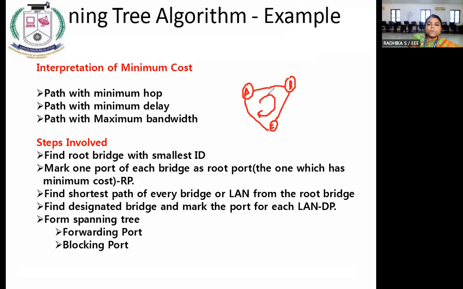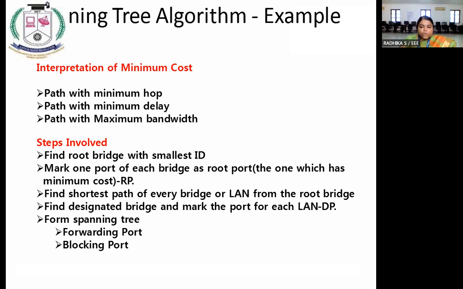So the ultimate aim is that the network should connect all the devices, but it should not make any closed path. So this is the aim of the spanning tree algorithm. There are a number of steps you can see. If you follow the steps, you can arrive at a network with no closed path. So it goes like this. First, from the network given, you have to identify the root bridge.